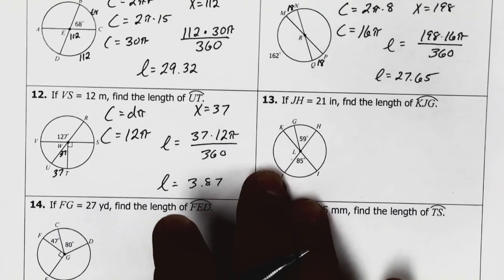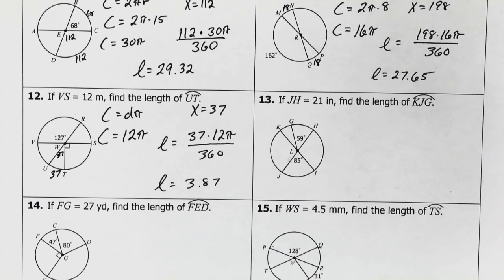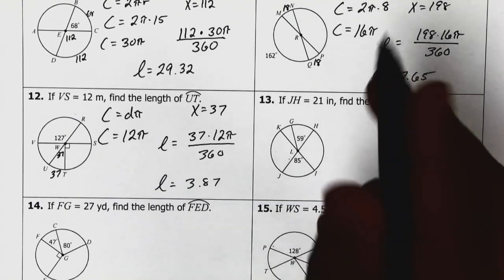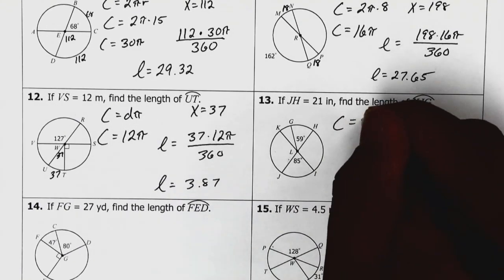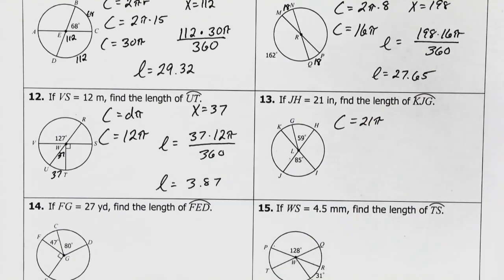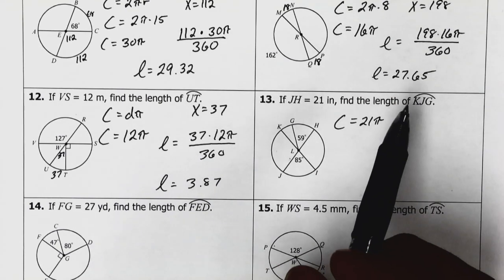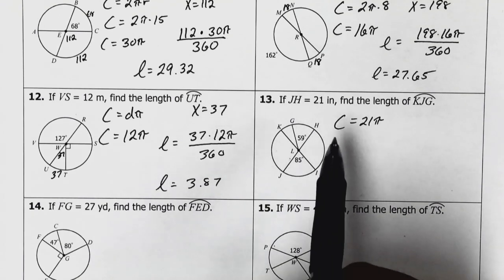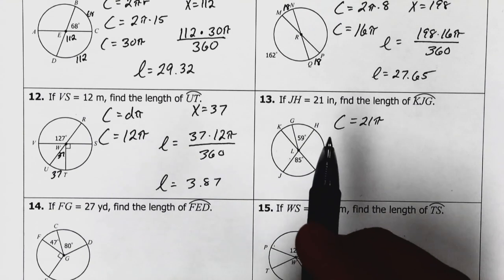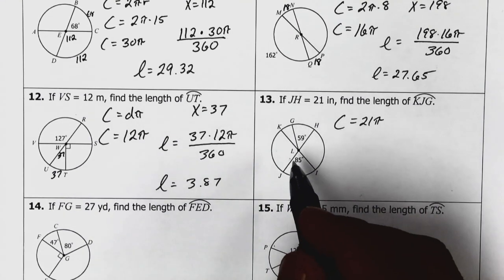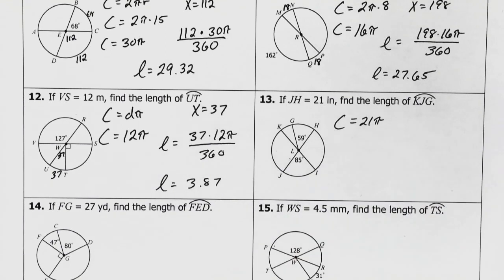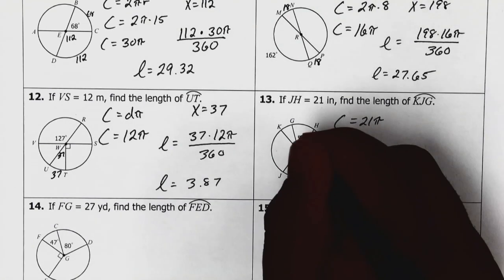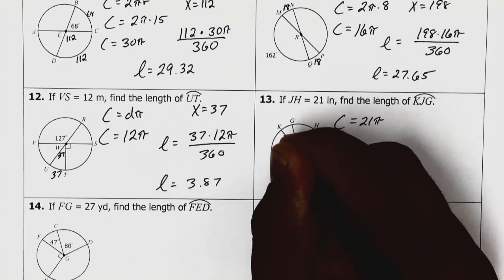All right, number 13, JH is 21, so once again it gives me a full diameter, so that means the circumference is just 21 pi. It wants to find the length of KJG, so from K through J all the way to G. To get this one, this forms a straight line. So I have to subtract 180 and 85, which gives me 95. So this one's also 95.